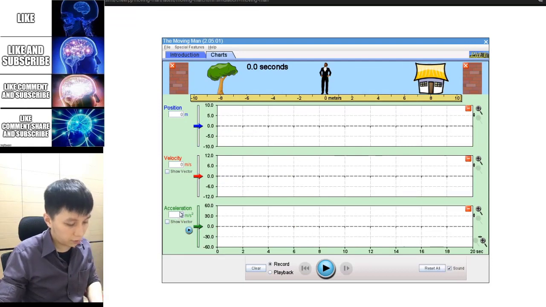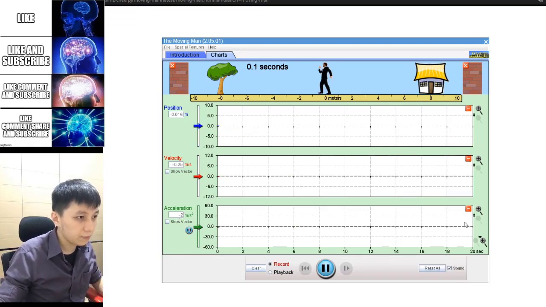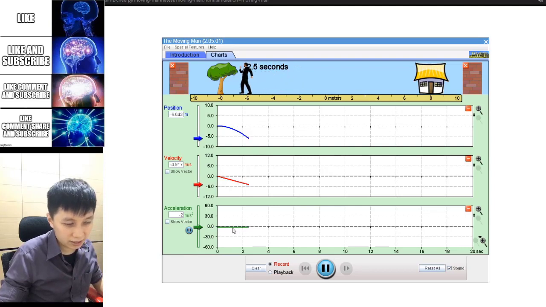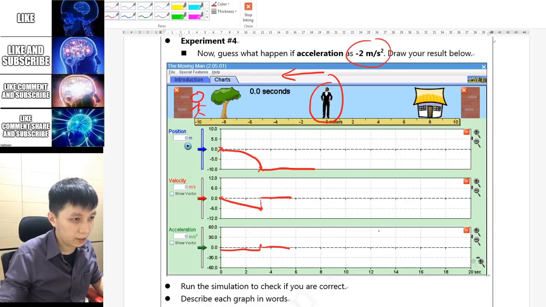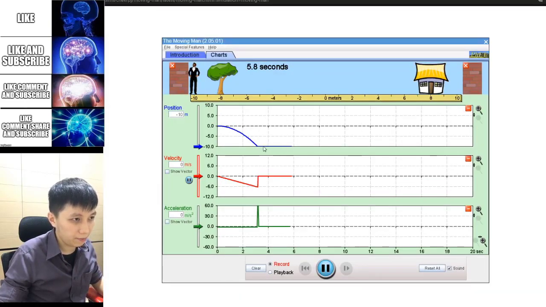Okay, so -2 for acceleration, and yeah, I think it looks pretty good. So negative is not exactly 0, but -2, and then the velocity goes to -6, and then boom, 0. For position, it's also a curve like this. Am I right? Yeah, a curve like this, and then maintain at -10.